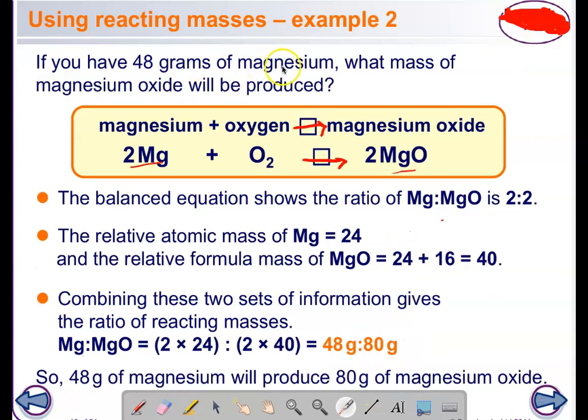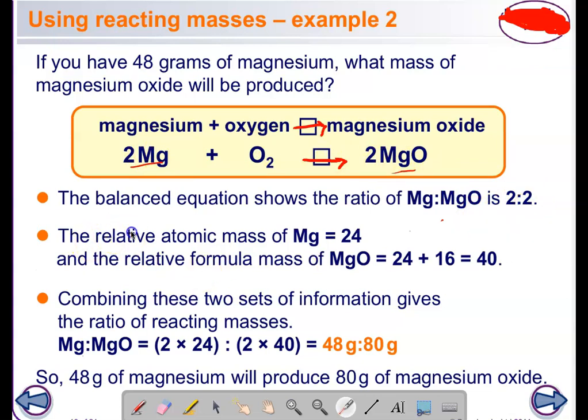48 grams of magnesium. What mass of magnesium oxide will be produced? So here we've been given the amount of magnesium reacting and we want to find out how much of the product will be produced. So follow the same method. The balanced equation has been given already. You should learn how to write your balanced equation, but in this case, it has been given to us. So we can go ahead and look at the ratio. The ratio of magnesium to magnesium oxide is 2:2.